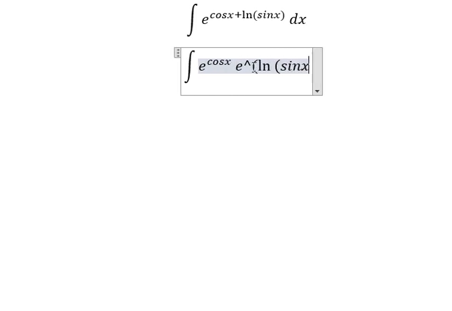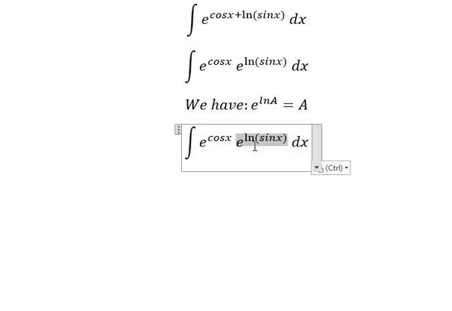Now let's go to number 2. We do the same technique. So we put e to the power of cosine x, e to the power of ln sine x. Now we apply the same formula in here. So this one we will have sine x.